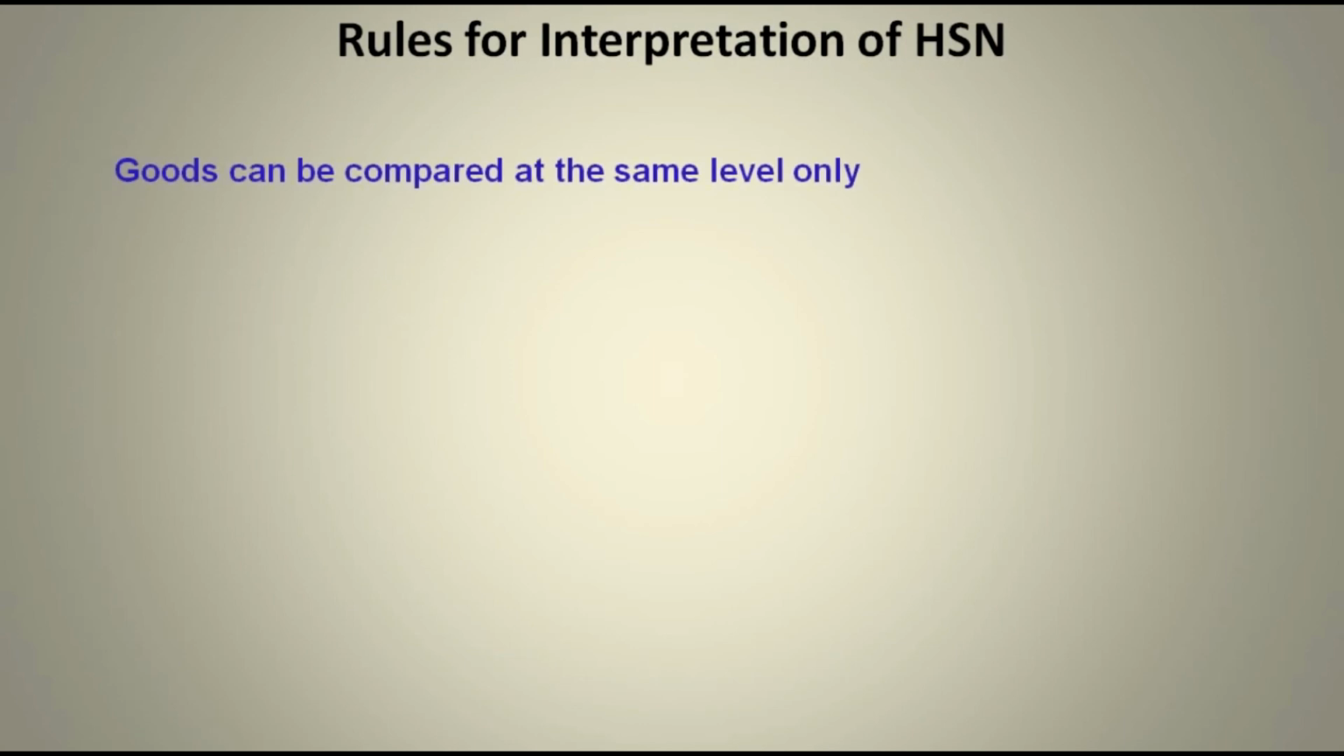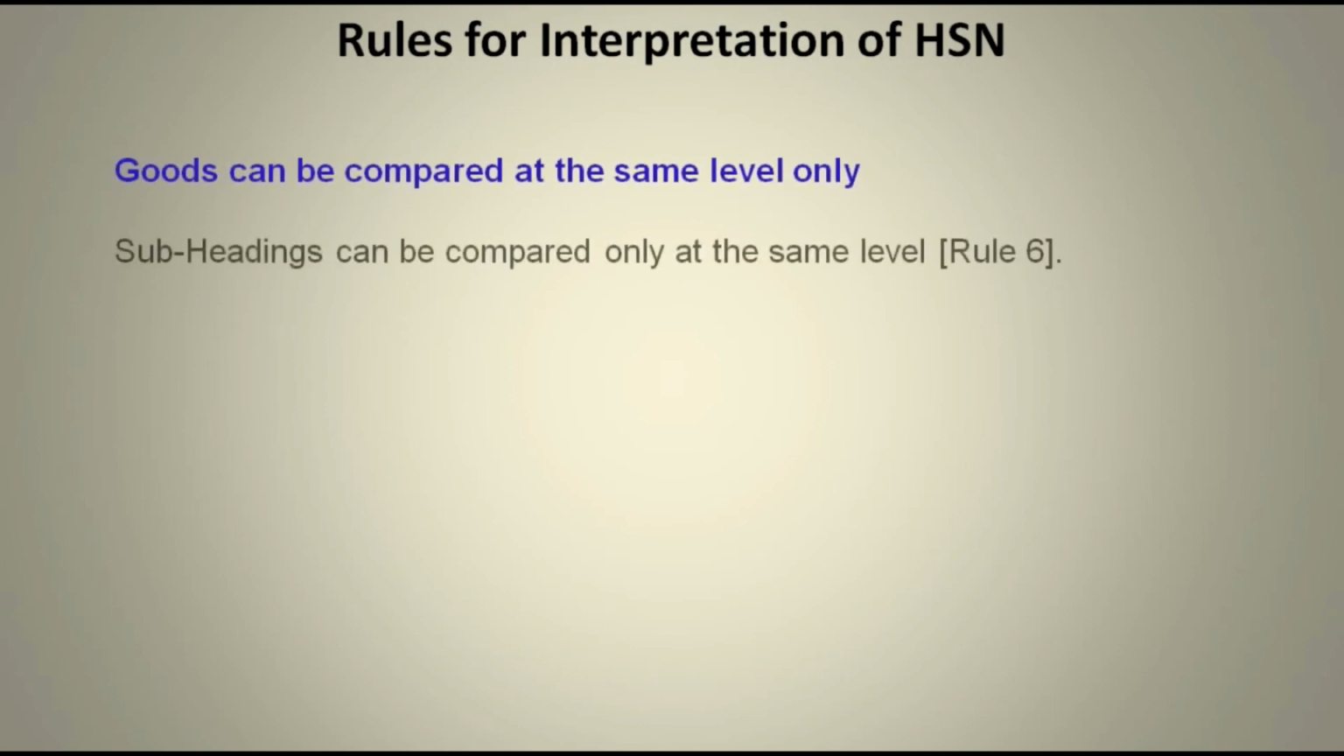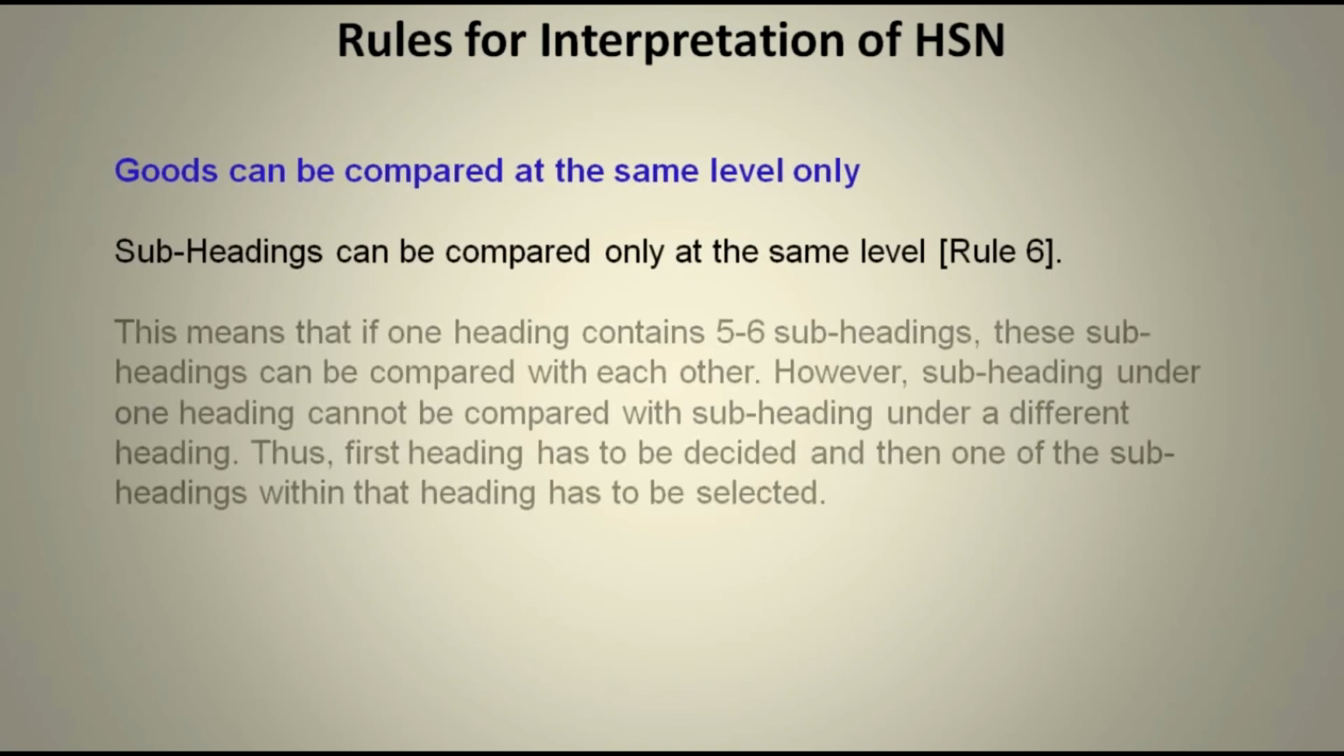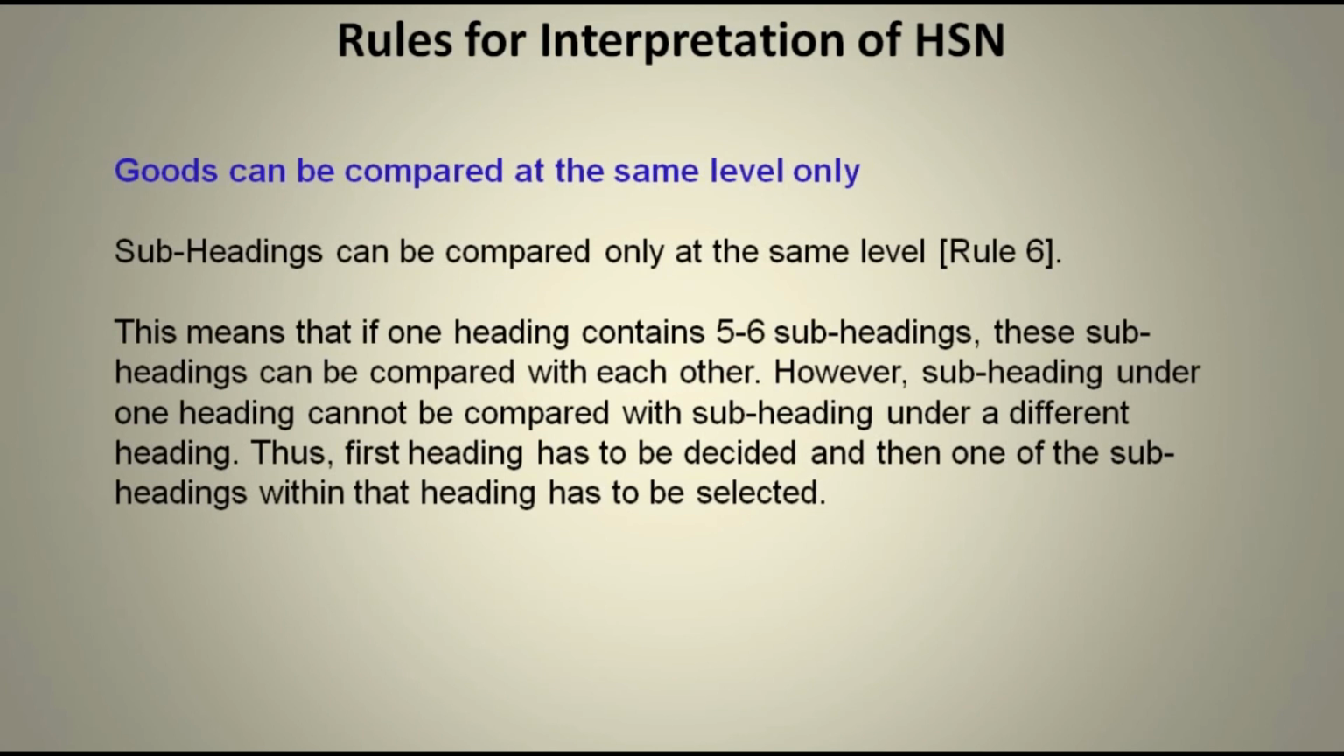Goods can be compared at the same level only. Subheadings can be compared only at the same level. Rule 6. This means that if one heading contains 5 to 6 subheadings, these subheadings can be compared with each other. However, a subheading under one heading cannot be compared with a subheading under a different heading. Thus, the heading has to be decided first and then one of the subheadings within the heading has to be selected.